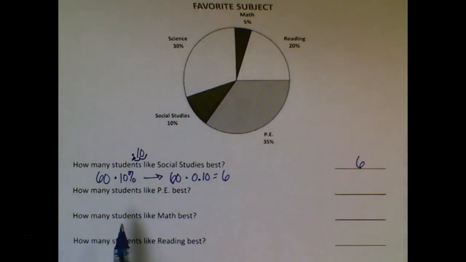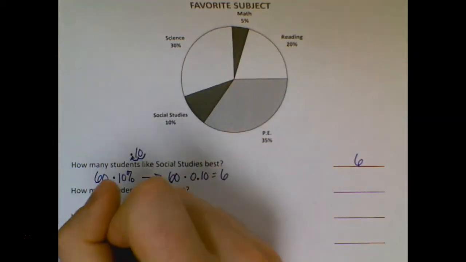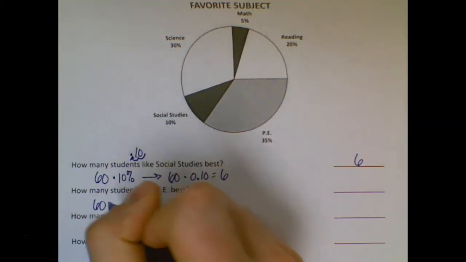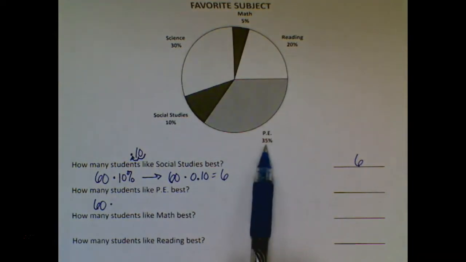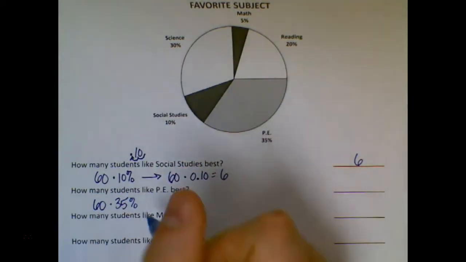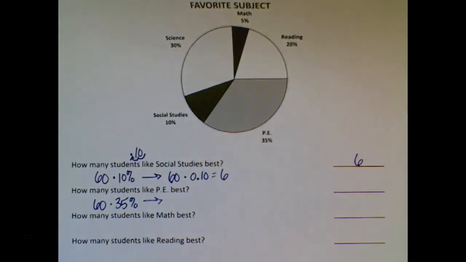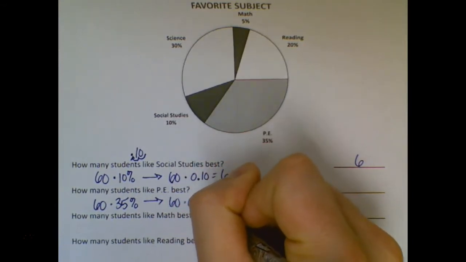So, taking a look at the next one, using what we talked about here. You can go ahead and write the percent straight up as a decimal if you would like to, but I'm going to keep showing you that just so we know what we're getting into and why we are doing what we're doing. So how many liked PE best? Well, PE is 35%. So it's 60 times 35%. And again, taking 35 and turning it into a decimal, it's 60 times 0.35.